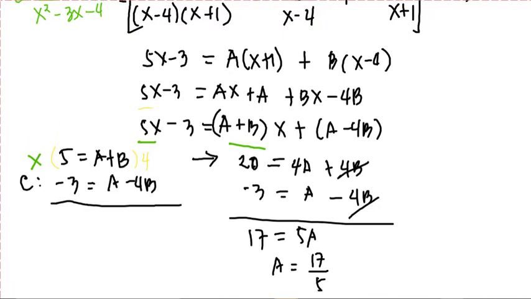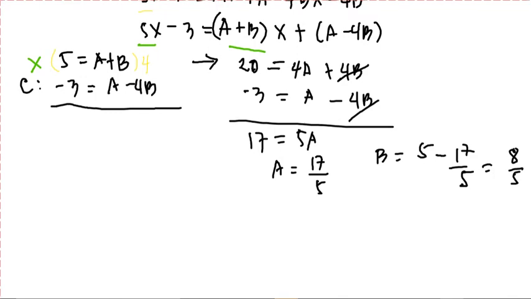Okay, so makuha na natin dayon ang value sa aton nga b. B natin will be equal to 5 minus 17 all over 5. So this is equal to 8 all over 5. So ang aton nga a natin is 17 over 5, b is 8 all over 5.